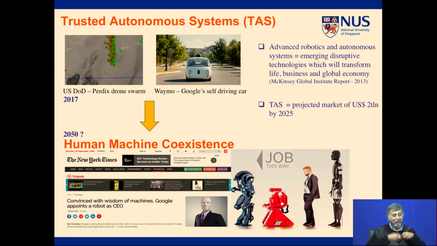Anyway, so therefore it does raise all these fears of automation. There's this thing in the New York Times, human-machine coexistence: will they take the jobs, right? This is a job queue where robots are in queue and you are somewhere in the middle. This one is convinced with the wisdom of machines: Google appoints a robot as CEO. Your Kharagpur alumnus, what is his name? He said bye bye, next one.